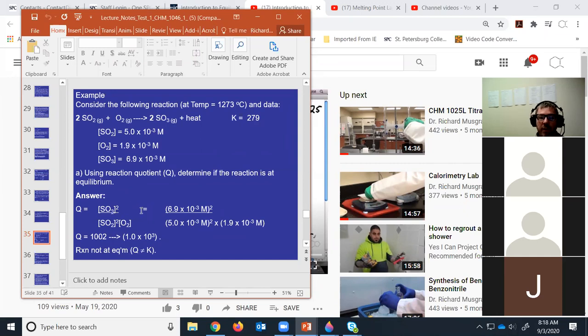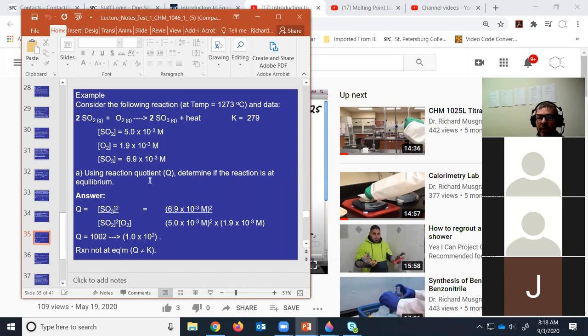So you're looking at the Q expression, and you can see that in order for that to happen, the SO2 and the O2 are going to have to get bigger, and the SO3 is going to have to get smaller. That happens simultaneously because the SO3, going towards the reactants, is turning into SO2 and O2. So the SO3 goes down, and the SO2 and the O2 go up at the same time. What that means is the reaction is shifting towards the reactants in order to get to equilibrium.